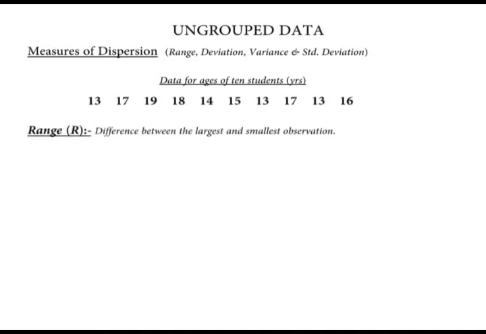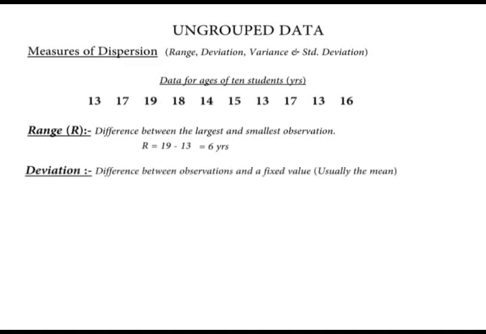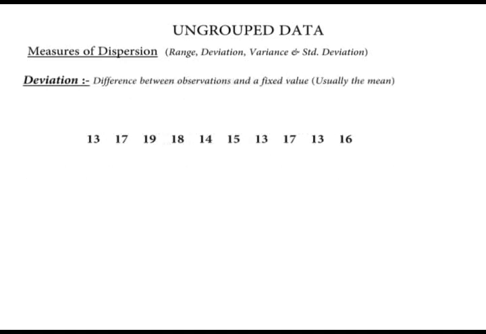Range is the difference between the largest and smallest value in a set of data. In this case, range will be equal to 19 minus 13, giving us 6. Deviation is the difference between each piece of data and some fixed value, usually the mean. For example, in our case, the mean for the data was 15.5. Deviation will be calculated as x minus x bar. We can find the deviation of each data from this mean.